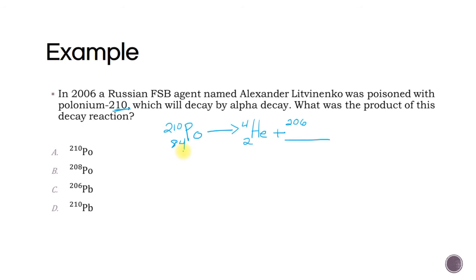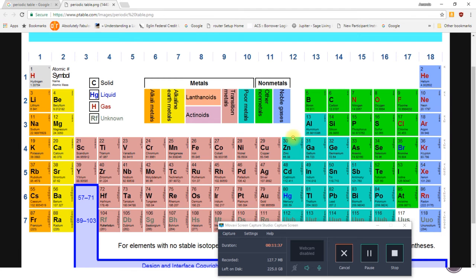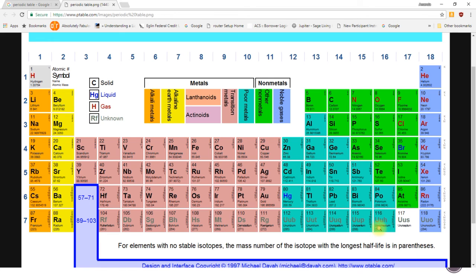And then over here the protons work the same way. 84 protons to begin with, but I took 2 of them off, so now there's 82. Then we have to look at the periodic table again. Here we go. We have to find out where element number 82 is. Oh, that's Pb. It makes lead.